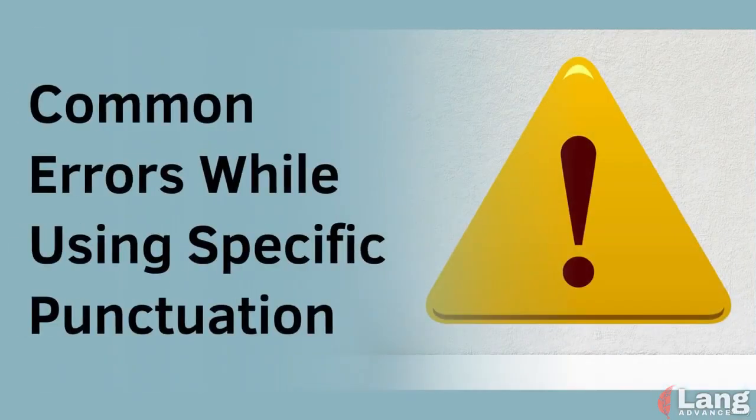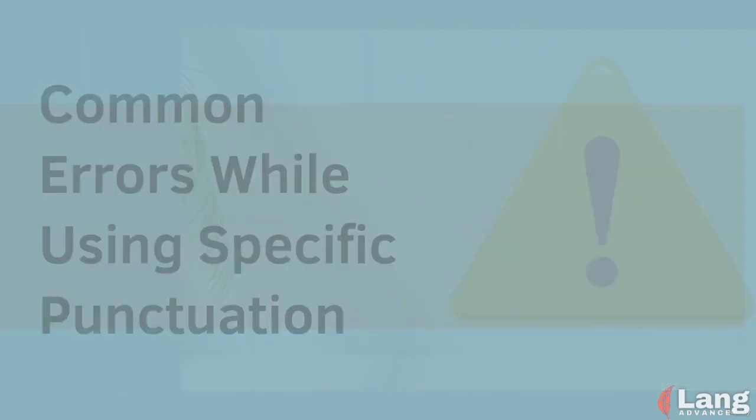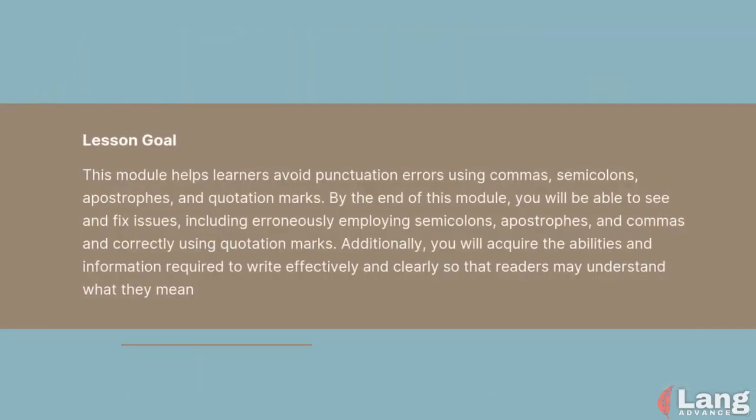Common errors while using specific punctuation. Lesson goals. This module helps learners avoid punctuation errors using commas, semicolons, apostrophes, and quotation marks. By the end of this module, you will be able to see and fix issues including erroneously employing semicolons, apostrophes, and commas, and correctly using quotation marks.